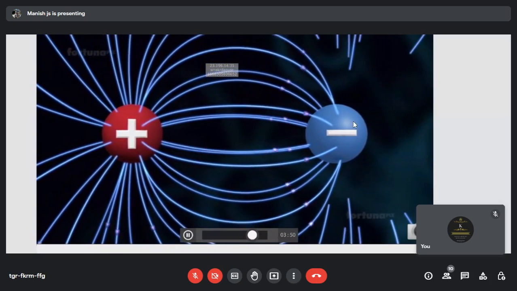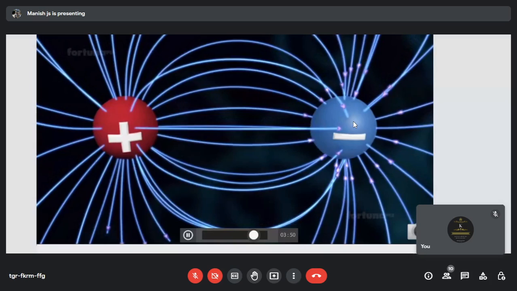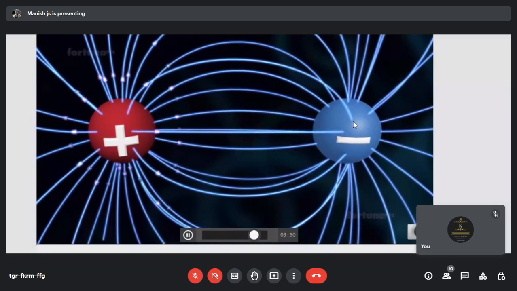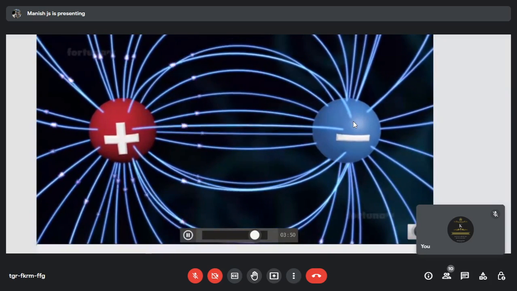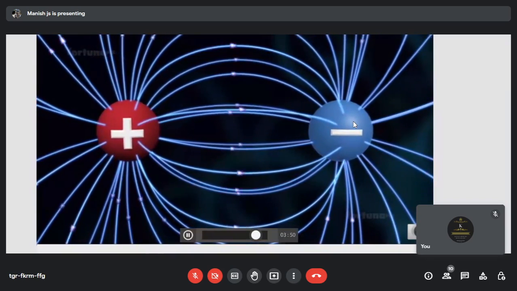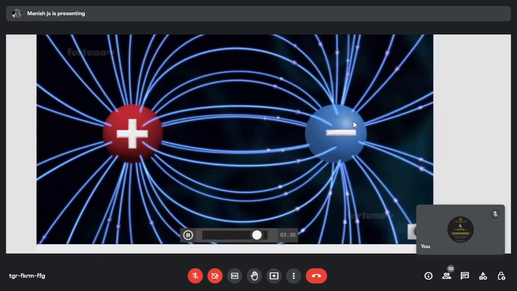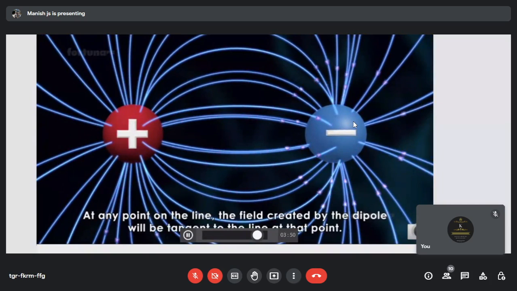In the case of an electric dipole, which consists of two separated point charges having the same magnitude but opposite charges, the electric field lines will be curved. They will extend from the positive to the negative charge. At any point on the line, the field created by the dipole will be tangent to the line at that point.